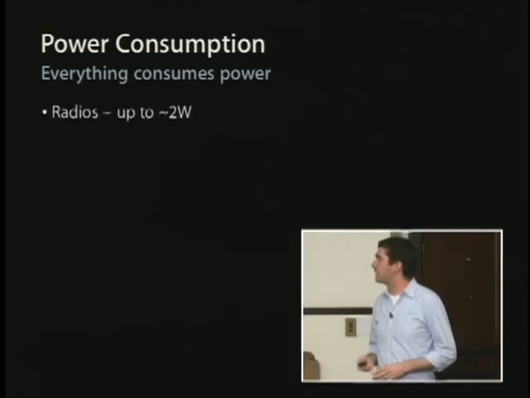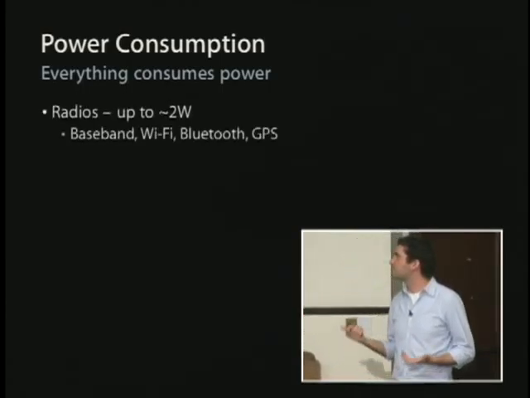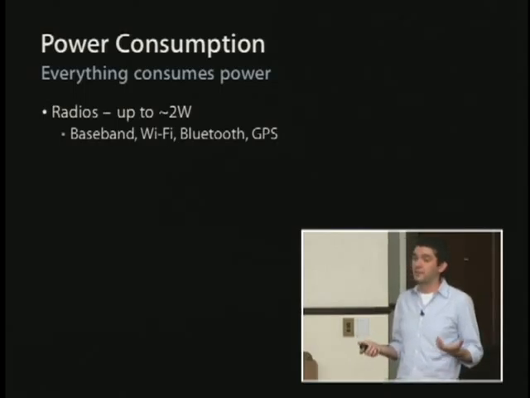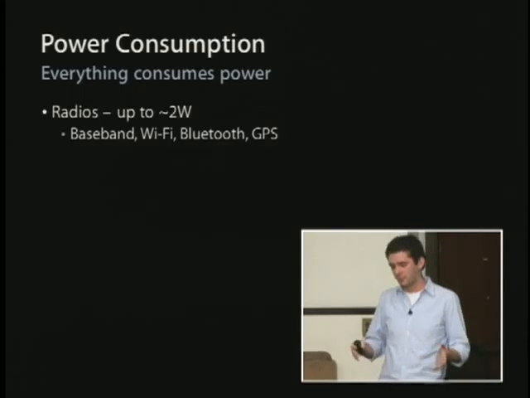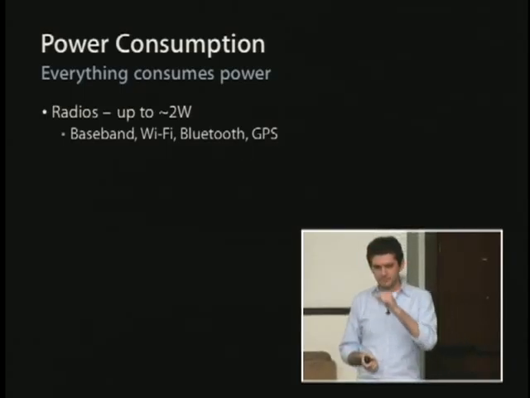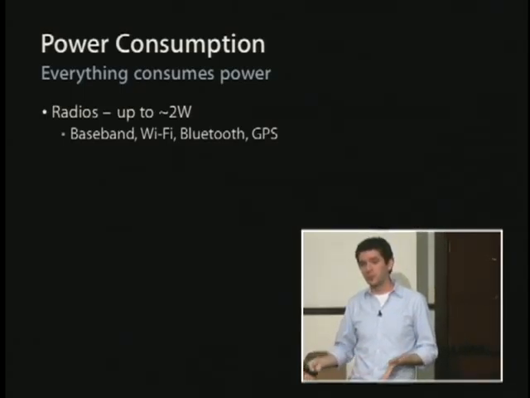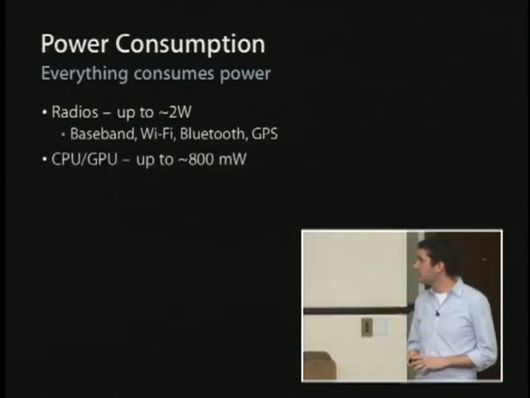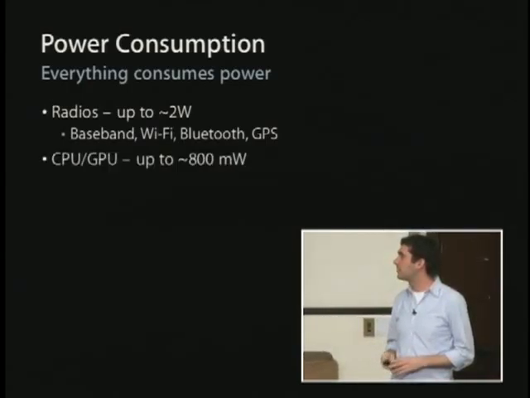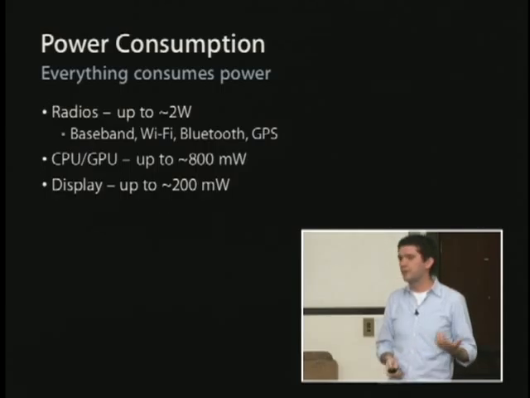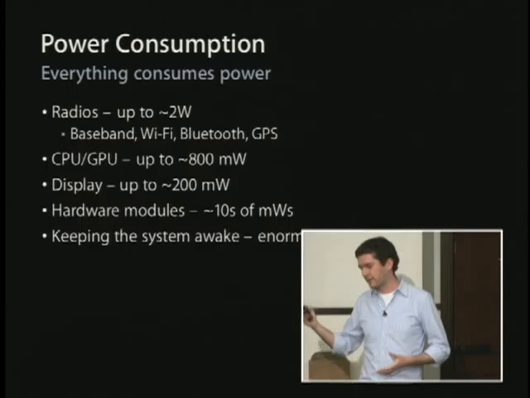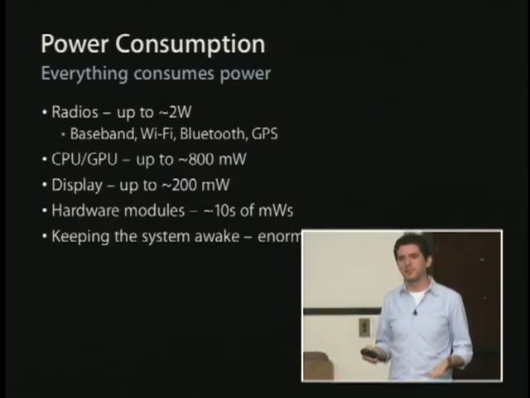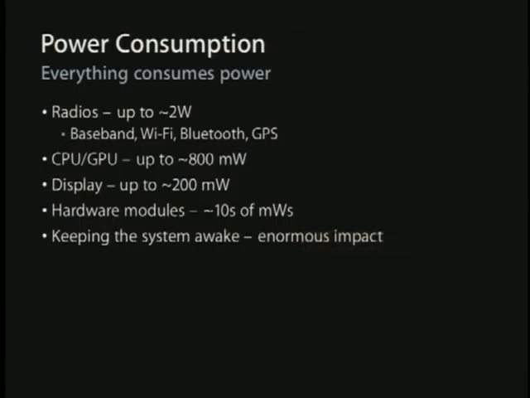Yeah, everything consumes power. The radios consume some amount of power. They're actually the most expensive part. This is listed in order of expense. And transmitting on the radios is even more expensive than receiving. The CPU and GPU are probably next on the list, followed by the display, the hardware modules, and then finally, well, that's it really, but keeping the system awake will keep all of these things going.